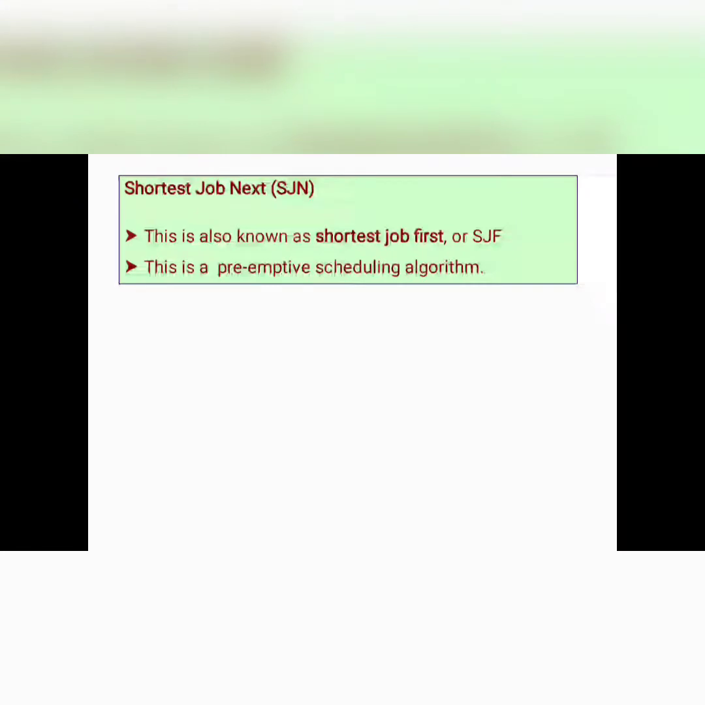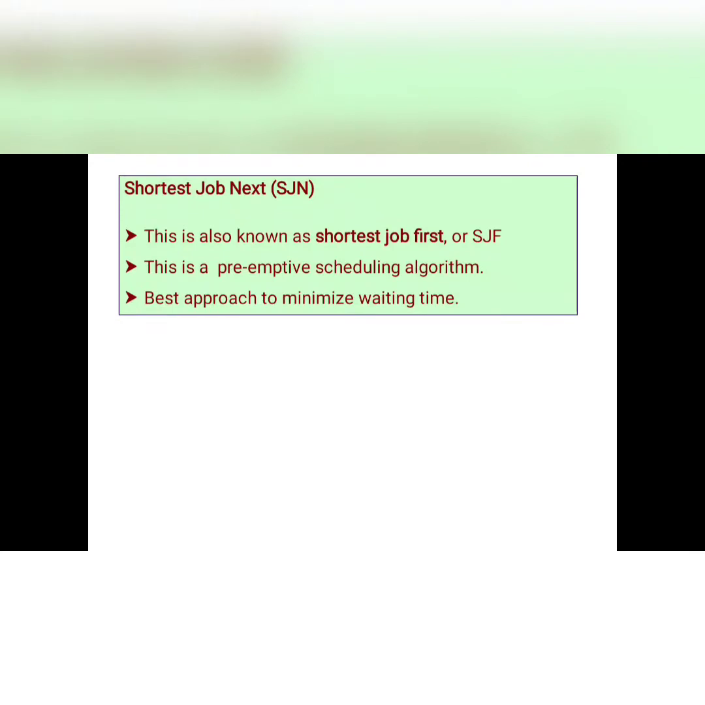This is a preemptive scheduling algorithm. So shortest job first is a preemptive scheduling algorithm. Whenever required, we need to stop the execution of one process and start another process's execution. That's why shortest job first or shortest job next is a preemptive scheduling algorithm.